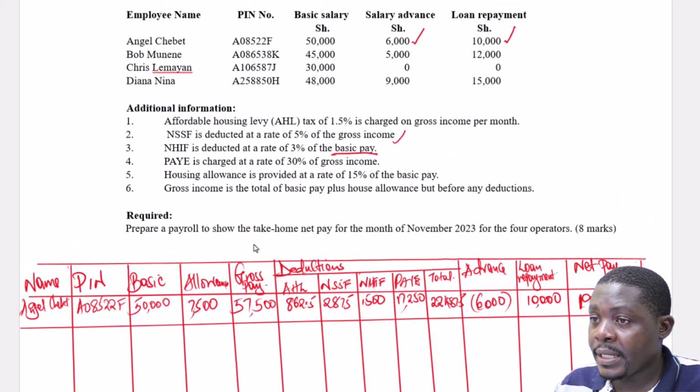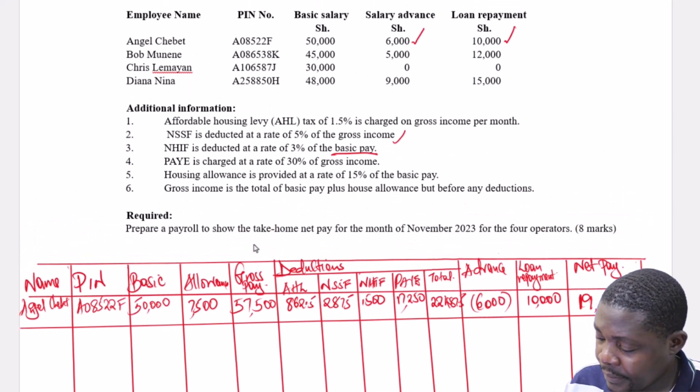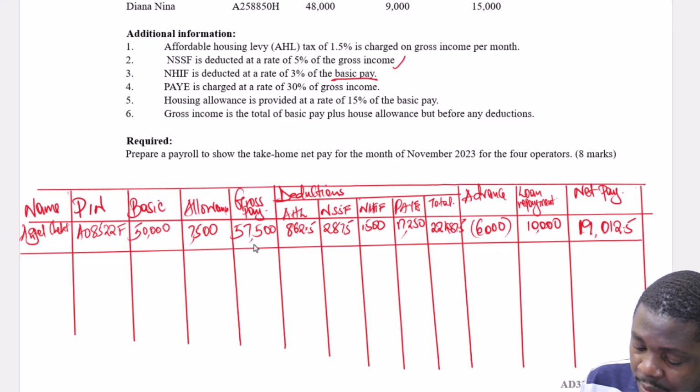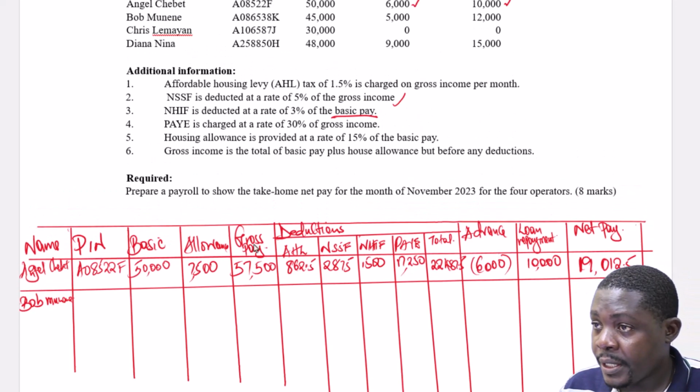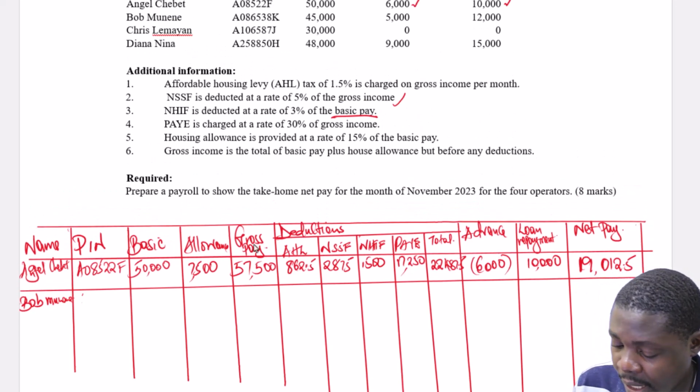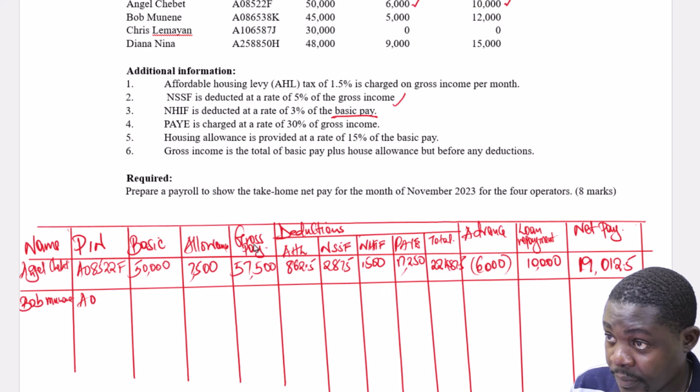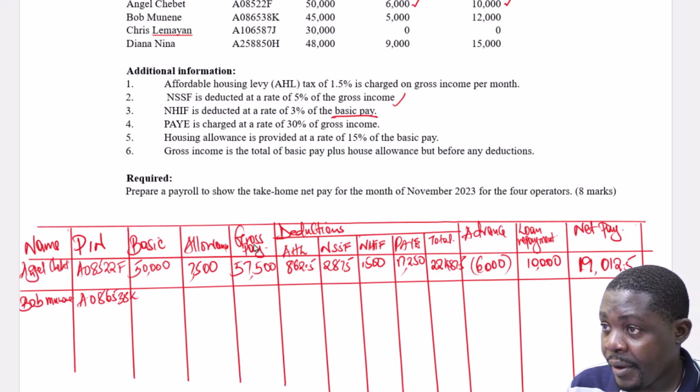Number 2, we had Bob Mnene. KRA pin is A086538K. Salary was taking 45,000.